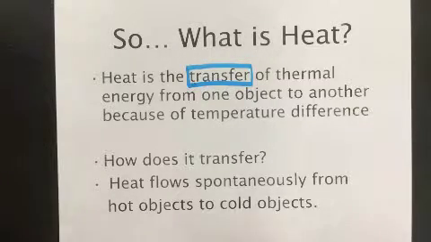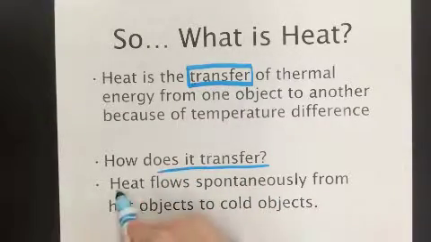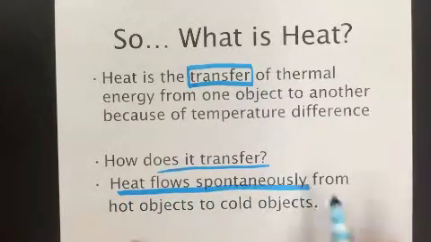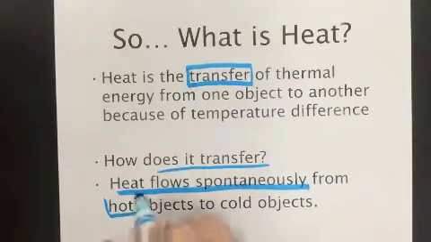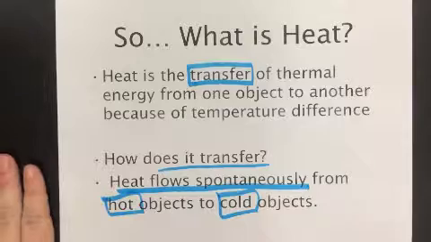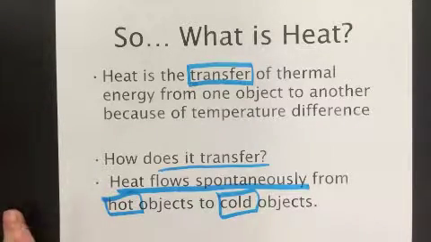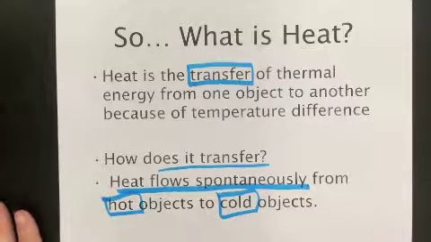Now, why do we associate the word heat with hot? It's because of how it transfers. The heat always spontaneously flows from the hot object to the cold object. So my hand's energy will spontaneously go towards the desk because the desk is colder. So the energy from my hand is going towards the desk, not the other way around.